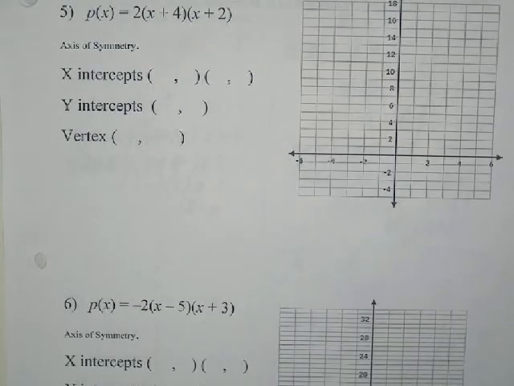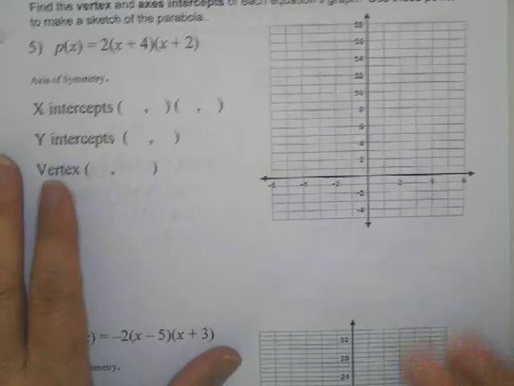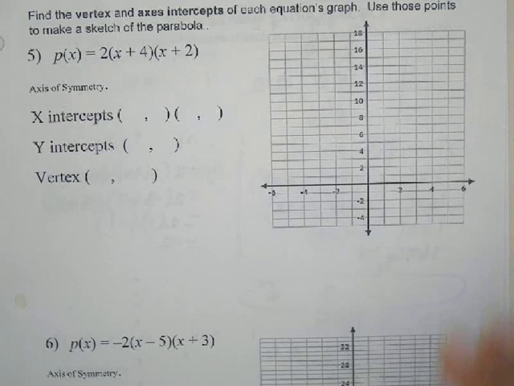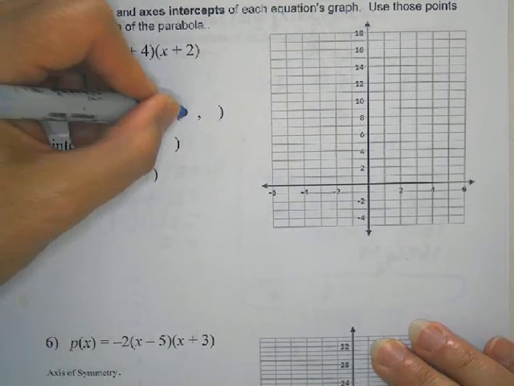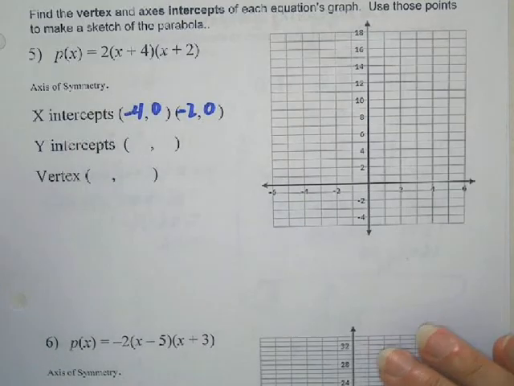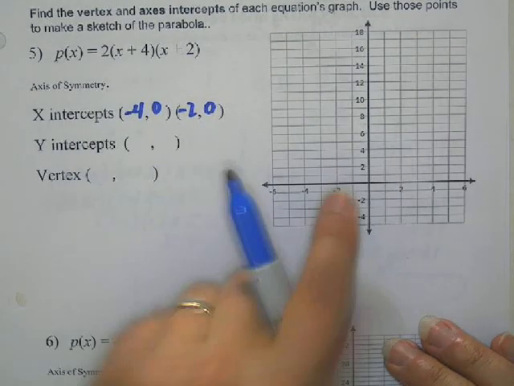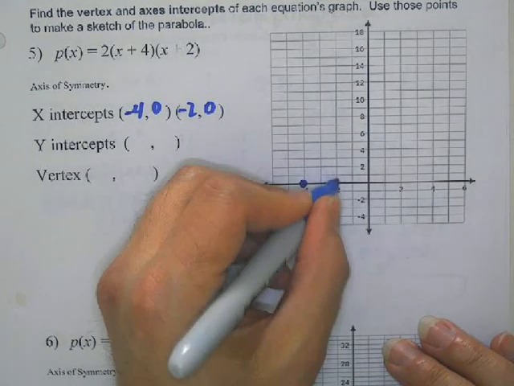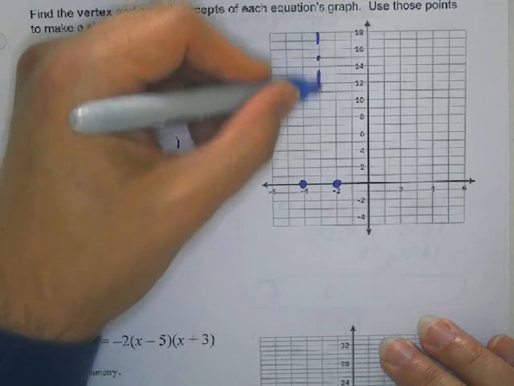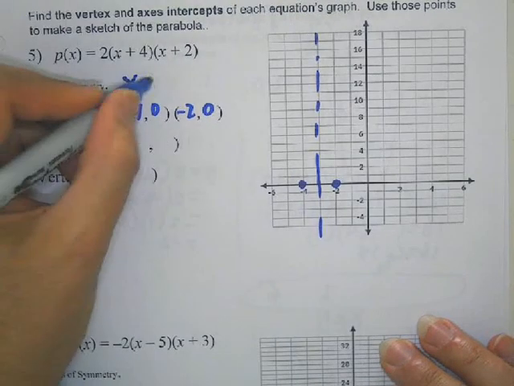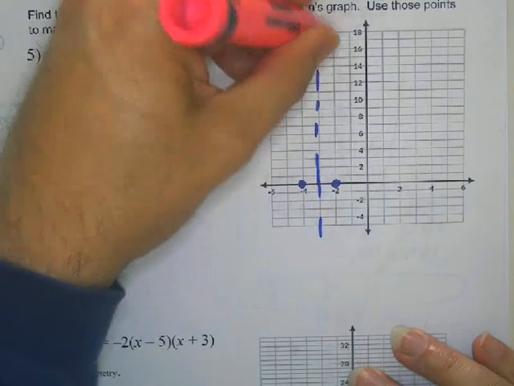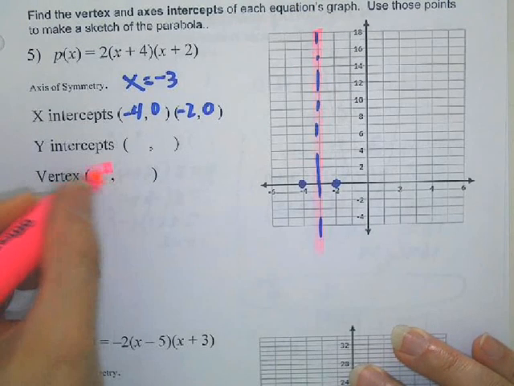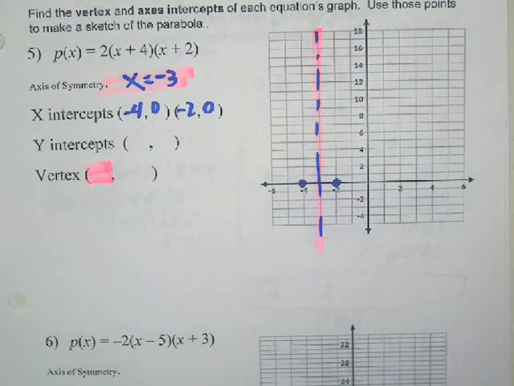Okay, so number 5. So we've got x plus 4, x plus 2. So my x-intercepts are negative 4, comma 0, and negative 2, comma 0. Okay. Halfway, so let's put those in here. Negative 4 and negative 2. So halfway in between there is x equals negative 3. That's my axis of symmetry. So I'm going to put negative 3 here.